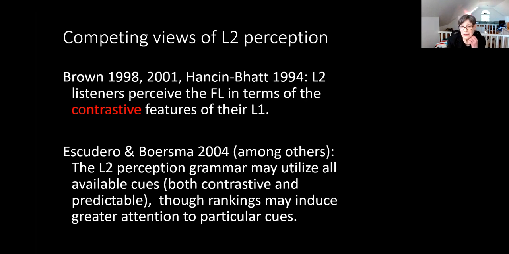These contrasting views also are mirrored in theories of L2 perception. There are claims by people like Cynthia Brown and Barbara Hansen-Bott that L2 listeners perceive the foreign language in terms of the contrastive features of their L1. So the claim is that it is very hard to learn a new contrast if you don't have a feature that makes that contrast in your L1. On the other hand, there are models like the Escudero and Boersma model, which says the L2 perception grammar can utilize any available cues, contrastive or predictable, but the rankings may induce greater attention or greater weight to particular cues.